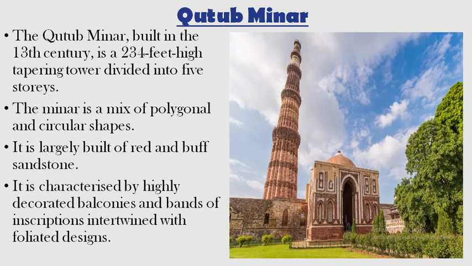The next example is Qutub Minar in Delhi. It was built in the 13th century, a 234 feet high tapering tower divided into five stories. The minar is a mix of polygonal and circular shapes. It is largely built of red and buff stone, characterized by highly decorated balconies and bands of inscriptions intertwined with foliated designs.